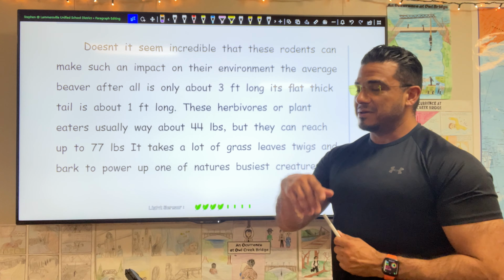Doesn't it seem incredible that these rodents can make such an impact on their environment? The average beaver, after all, is only about 3 feet long. Its flat, thick tail is about 1 foot long. These herbivores, or plant eaters, usually weigh about 44 pounds, but they can reach up to 77 pounds. It takes a lot of grass, leaves, twigs, and bark to power up one of nature's busiest creatures. Alrighty, go ahead and pause the video here and make your corrections independently, please.